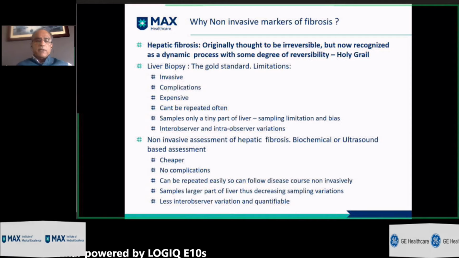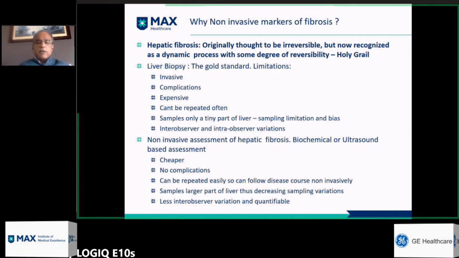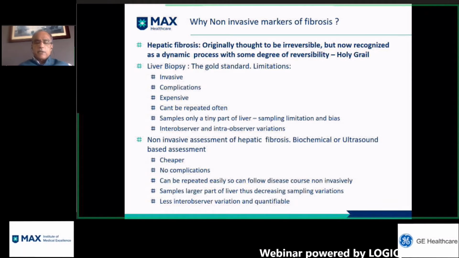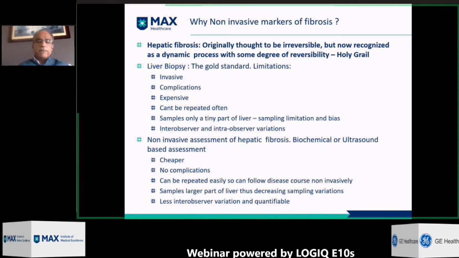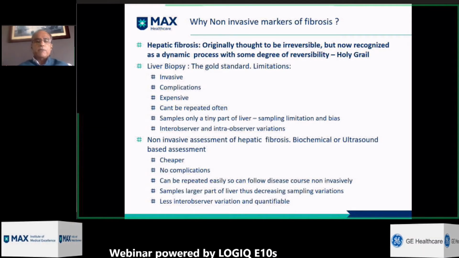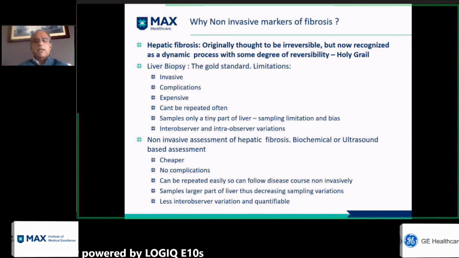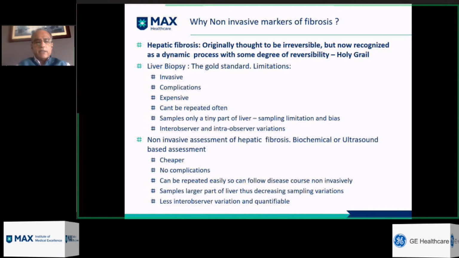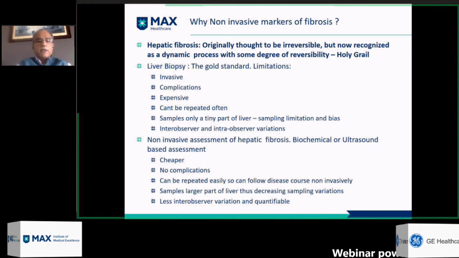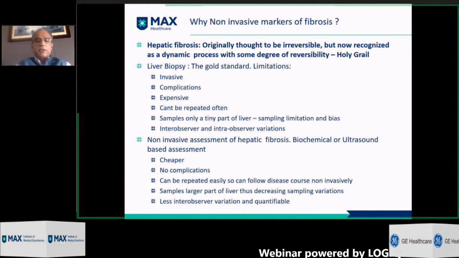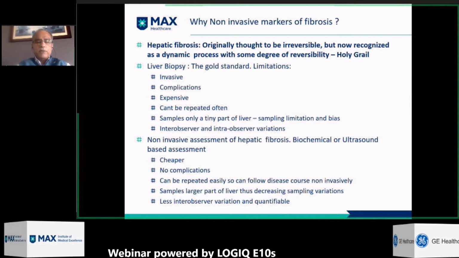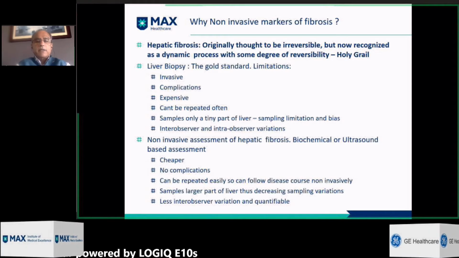It is expensive. It cannot be repeated often, so you can't do it every year, every 2 years. It samples only a tiny part of the liver, so there is a sampling error, as Dr. Nidhi pointed out. Only 1/50,000th part of the liver can be sampled, only from a particular peripheral part of the liver. So you may be missing a lot of the pathology that is actually variably affecting the liver. There is a significant inter-observer and intra-observer variation when we start assessing and reporting on a liver biopsy. So that makes errors creep in.